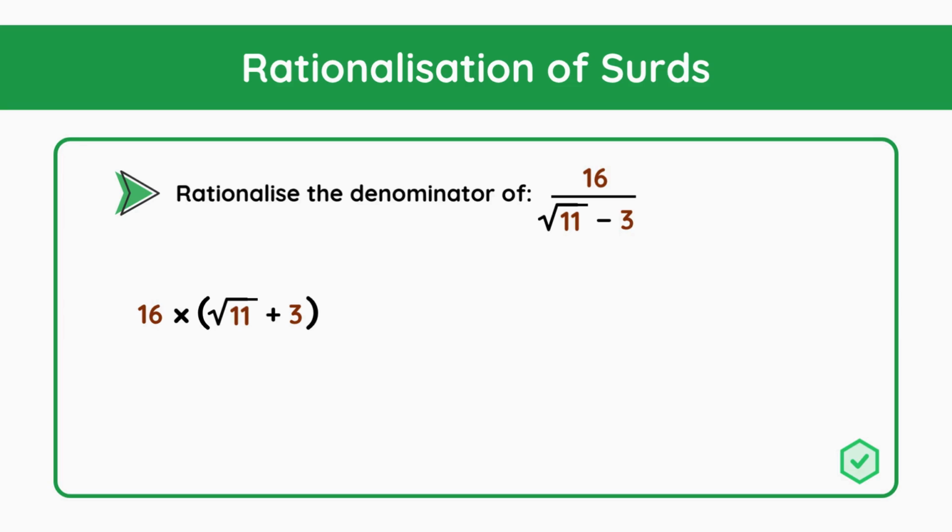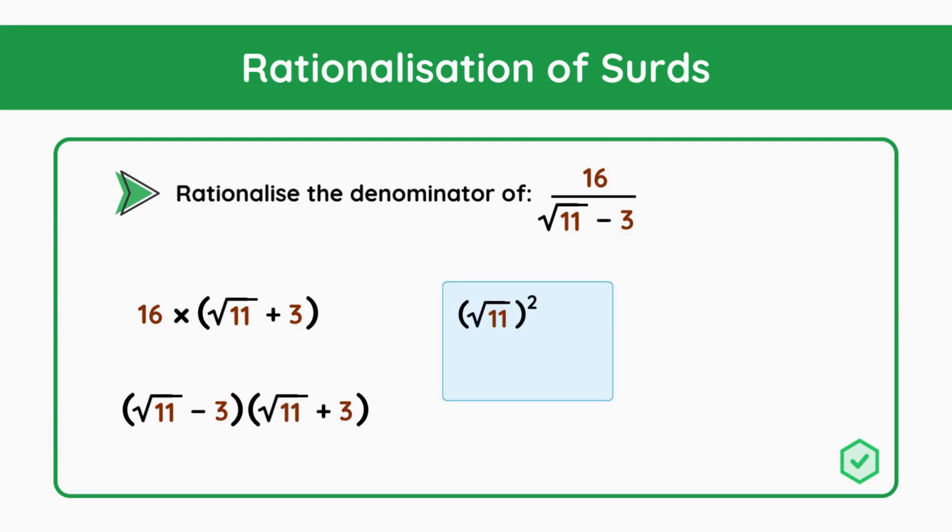Often the number on the bottom will divide nicely into the number outside, which makes simplifying much easier. Let's work out our denominator. Square root of 11 minus 3 times square root of 11 plus 3. This is our difference of two squares. The square of square root of 11 is 11 and the square of 3 is 9. 11 minus 9 equals 2.